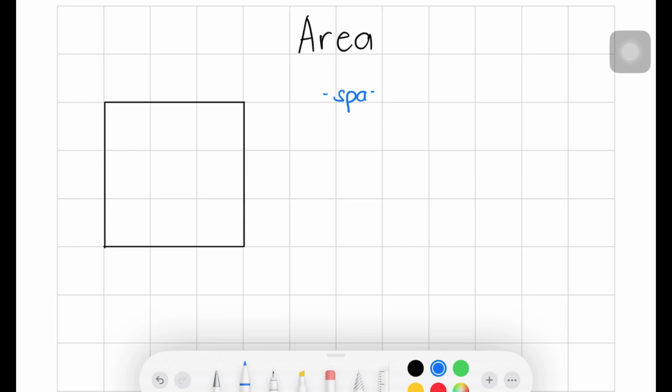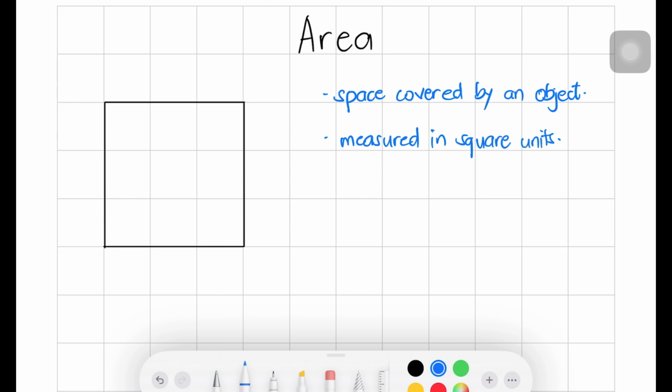Let's talk about area. Area is the space covered by an object. It is usually measured in square units. So meaning to say, square centimeters, square meters, square inches, and so on.